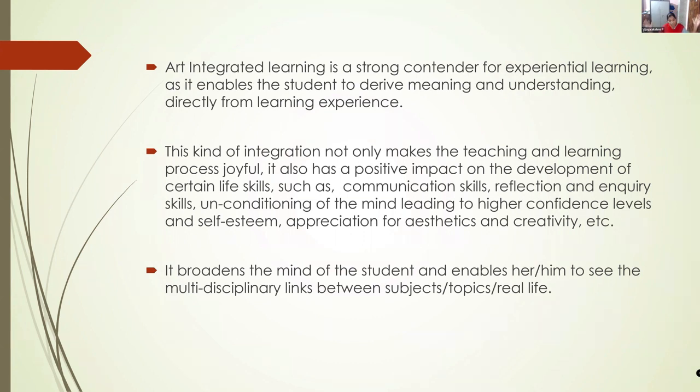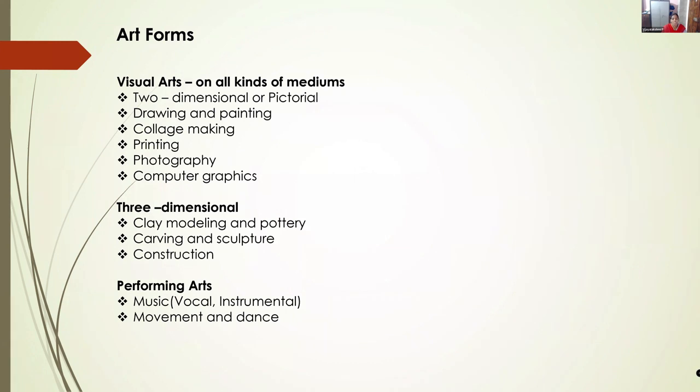And they are able to appreciate the aesthetic and creativity. So it broadens the mind of the student and enables them to see the multidisciplinary links between the subject, topic, and real life. Okay, so we have seen why art is given more importance, yes, teachers? Now what are the different art forms? Visual arts: they can do two-dimensional pictures, drawing and painting, collage making, printing, photography, and children are very good in computer graphics. In these two years of online teaching, I've seen my art creation project done completely using PPT. They have made wonderful PPTs. They are very, very good with computers.